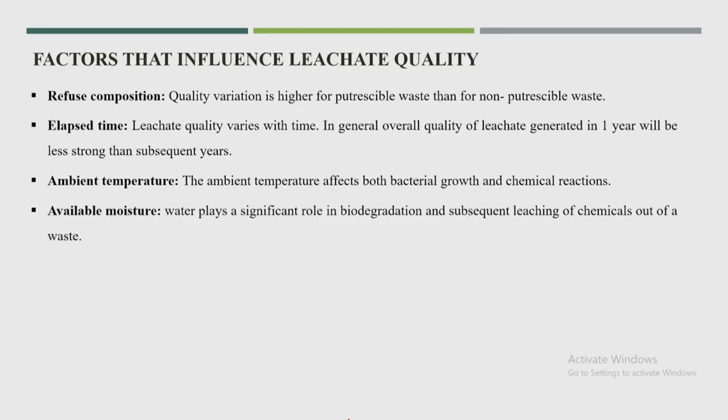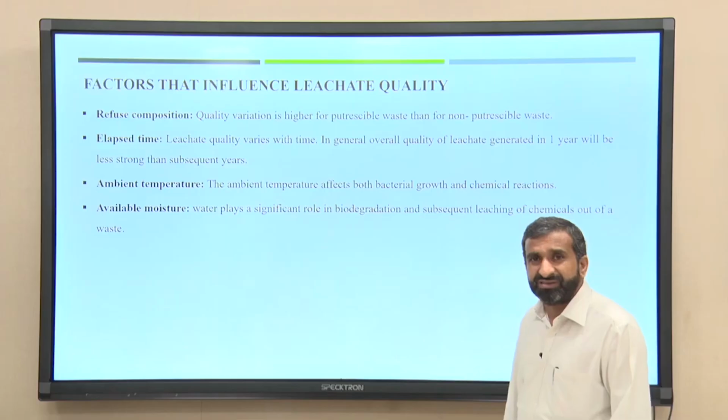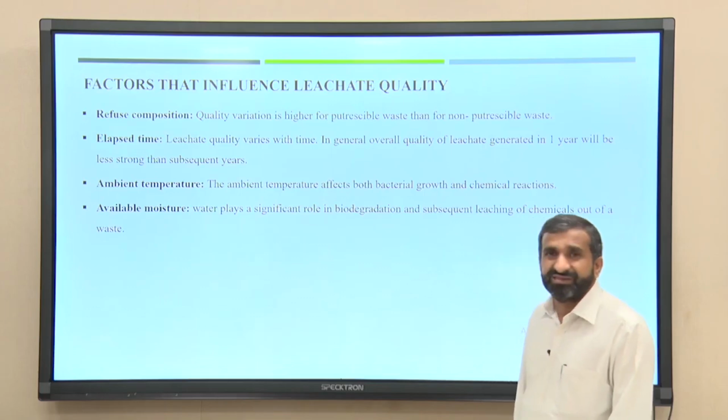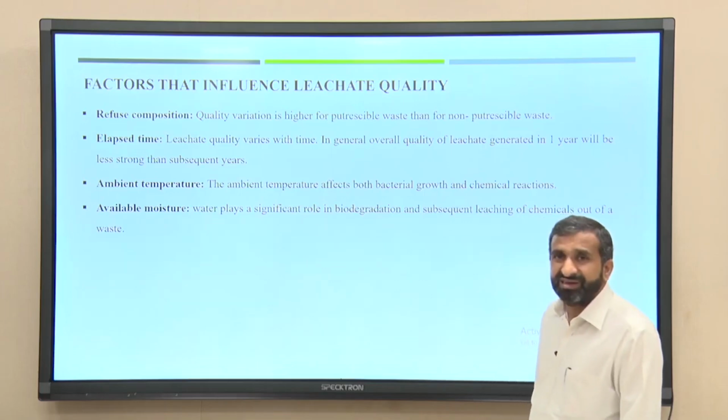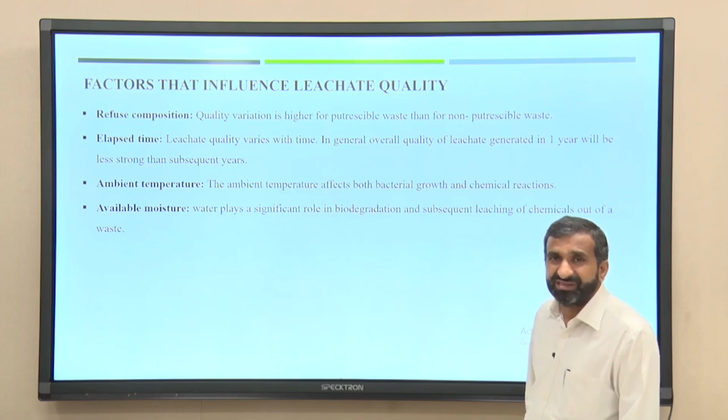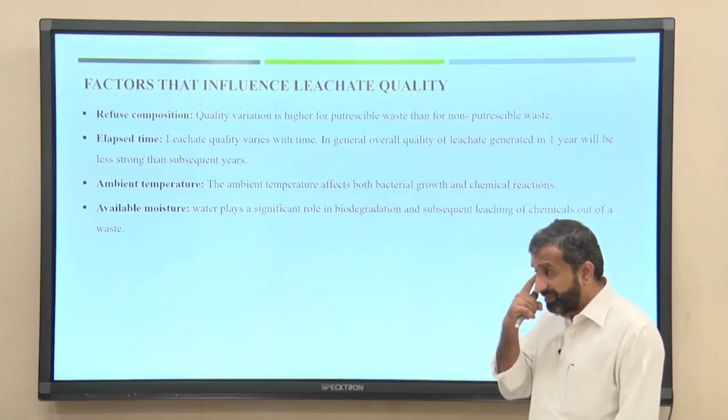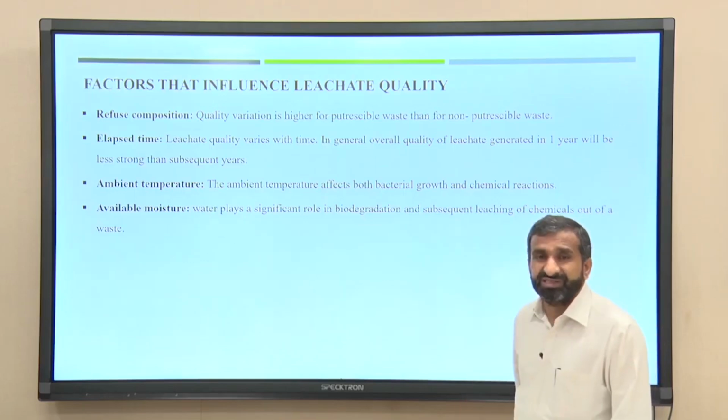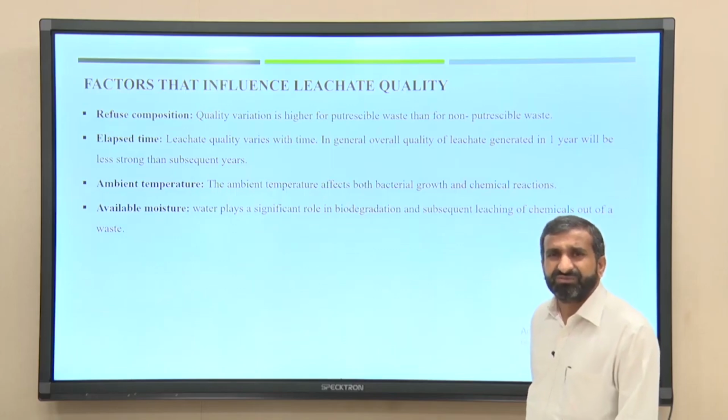Available moisture: water plays a significant role in the biodegradation and subsequent leaching of chemicals out of the waste. The available moisture will come up because of biodegradable waste coming to the landfill area. So, more biodegradable waste, more moisture. More moisture means more production of leachate. Suppose there is low moisture, like 15-20% moisture in the waste. First, the leachate will get absorbed into the waste material itself, it will not come out so easily.